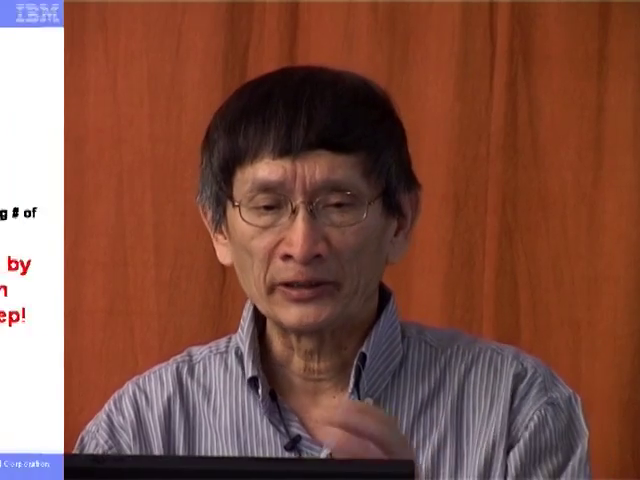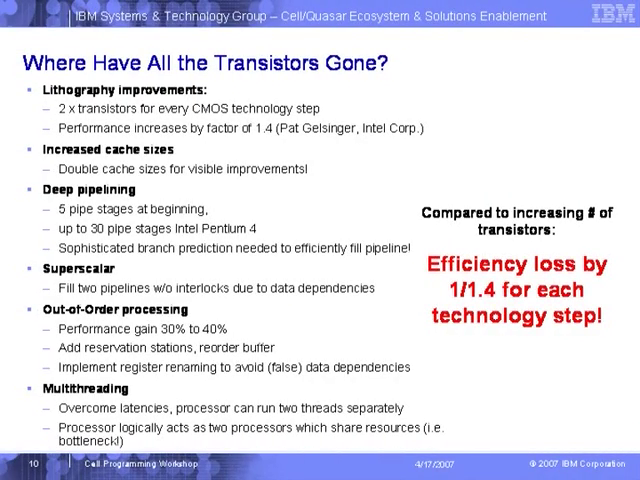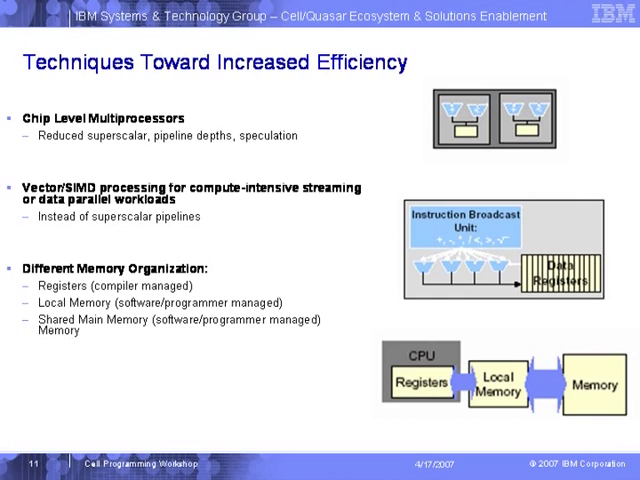And here is the chart we discussed about the lithography improvements, increased cache size, deep pipelining, superscalar, out of order processing, and multi-threading. All of those techniques were used by various microprocessor designers to improve the performance of the processor. And here is the chart going into a little bit more detail on the different memory organizations and so on.